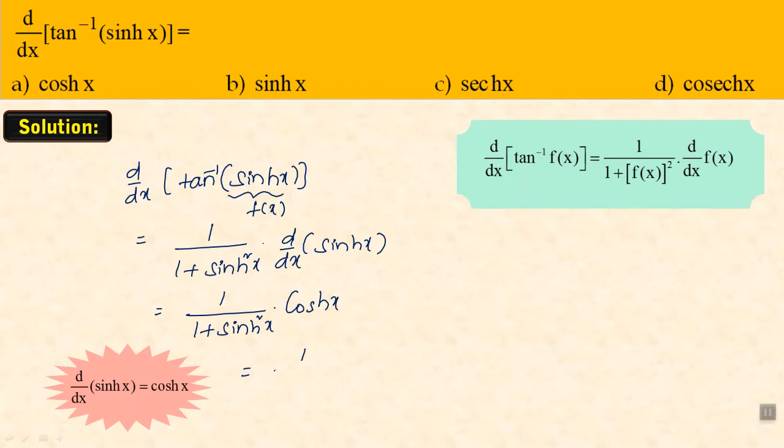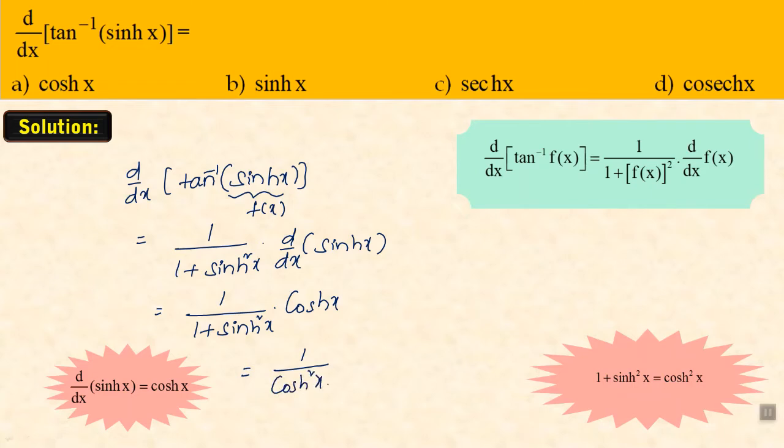This equals to 1 by, we know that 1 plus sin h square x is equals to cos h square x, into cos hx. Here cos h square x get cancelled. This equals to 1 by cos hx is equals to secant hx. Therefore, the answer is option C.